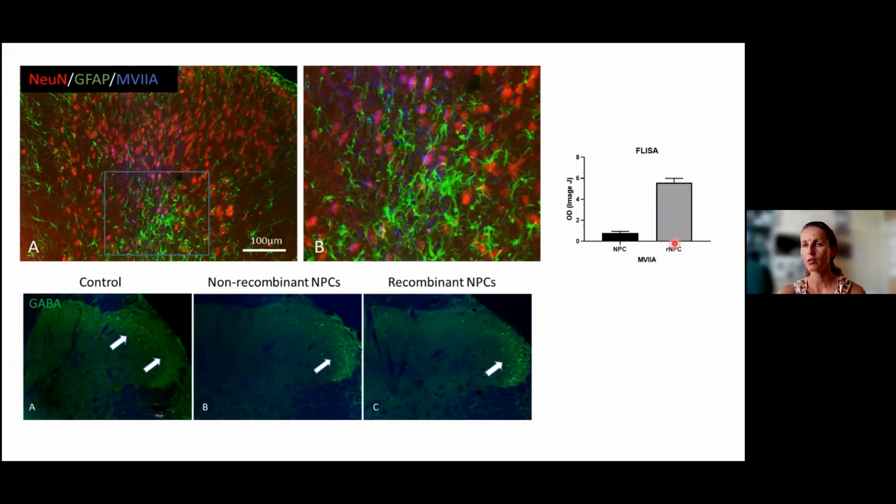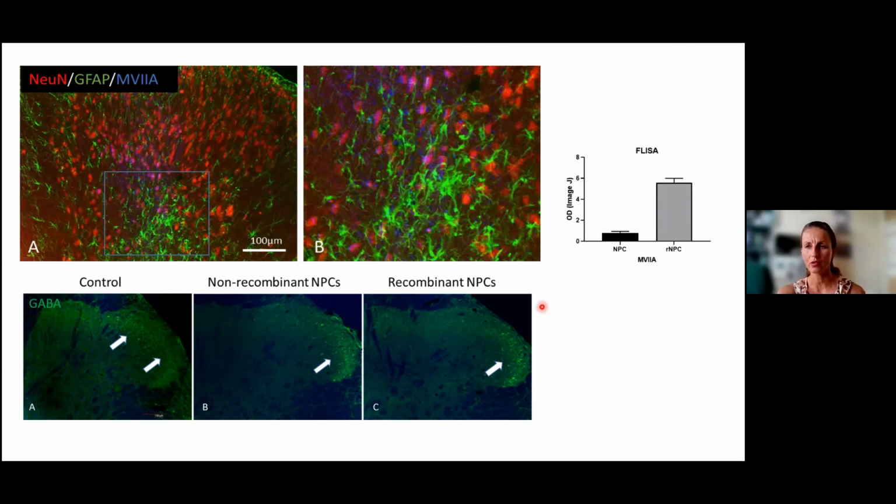I also evaluated the presence of M7A in the spinal homogenates using the ELISA method. And we found that the M7A is present at a much higher level, well above background, in the animals that received the recombinant graft.